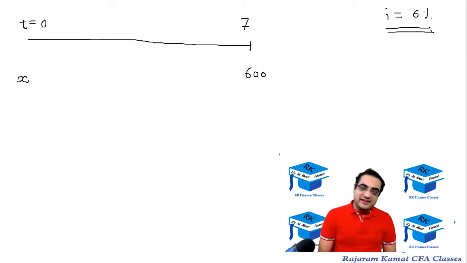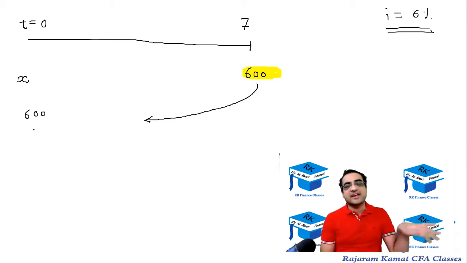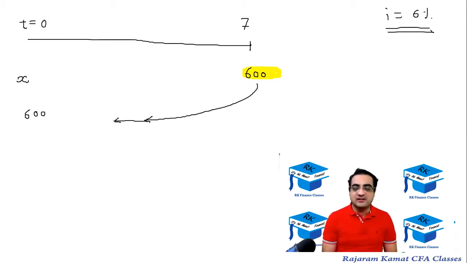In this case, we'll take the 600 back because we don't know this X, so we can't take that ahead. Had we known that, we would have tried to take it ahead, but we don't know it. So we take this 600 and take it back to year 0. So it will be 600, and as we're taking it back, it is divided by, which is called discounting, 1 plus R.